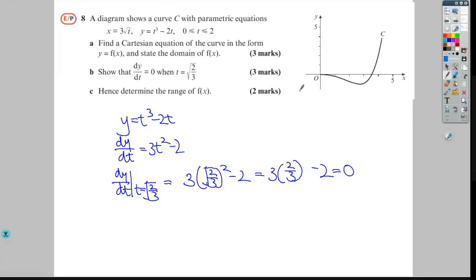So they want us to show that dy by dt is 0 at that point. So just to show that, that's fine. y equals t cubed minus 2t. So I can just differentiate this and substitute the value of t they give us. So the gradient at t equals square root of 2 over 3 is going to be 3 times root 2 over 3 all squared minus 2, which is 3 times 2/3 minus 2. That gives me precisely 0.